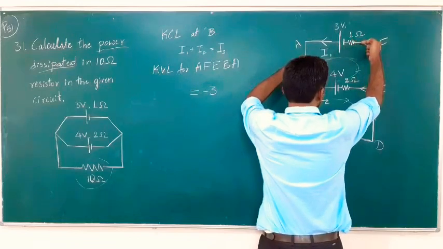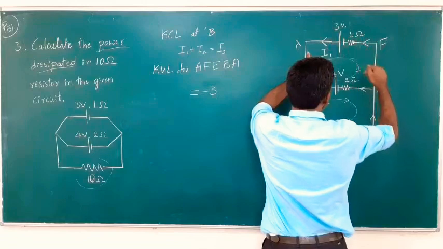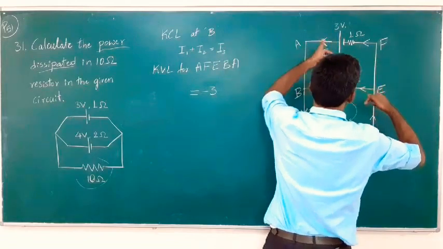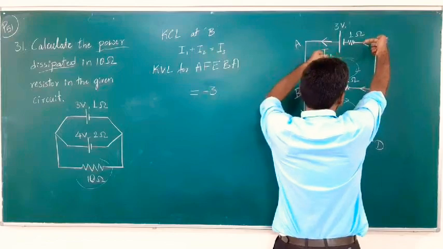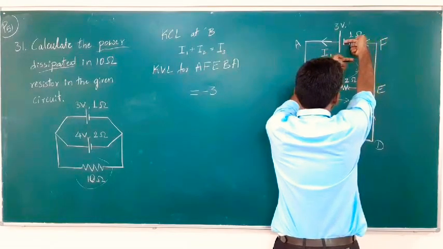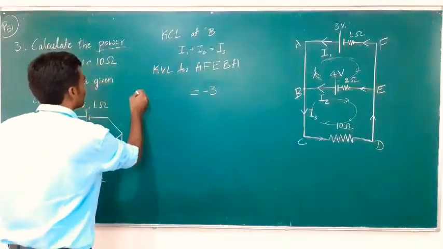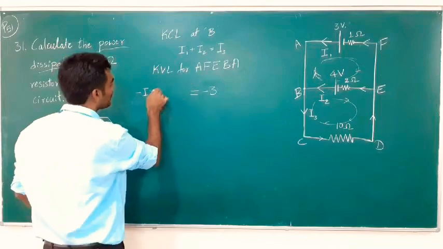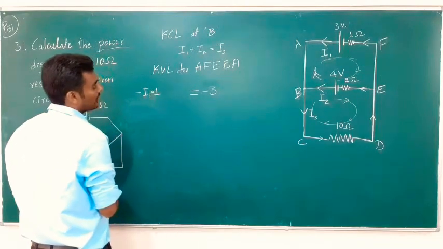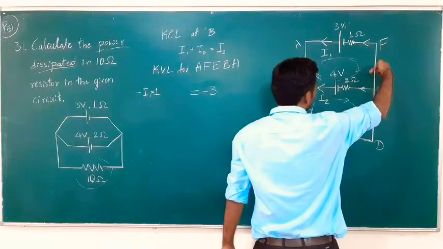So now, what is the direction of current? Like this. What is the direction of traversal? I am going like this, A, F. But what I see is the direction of traversal is opposite to the direction of current flow. So what I should take is minus IR. So it is minus I1 into the internal resistance, 1 ohm. Okay. Then from F to E, no components.